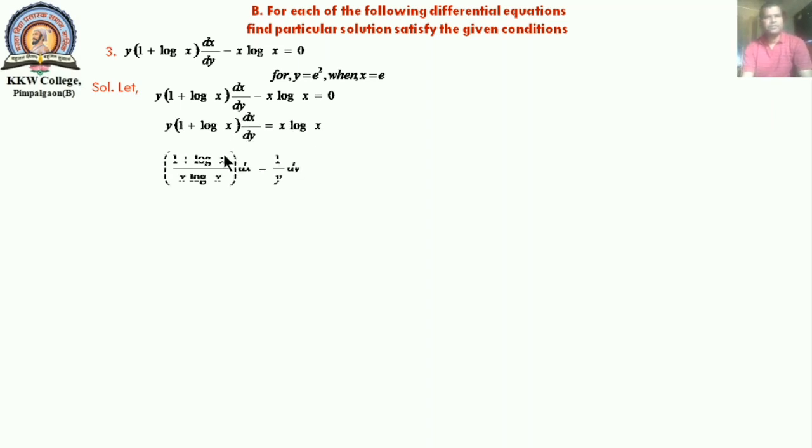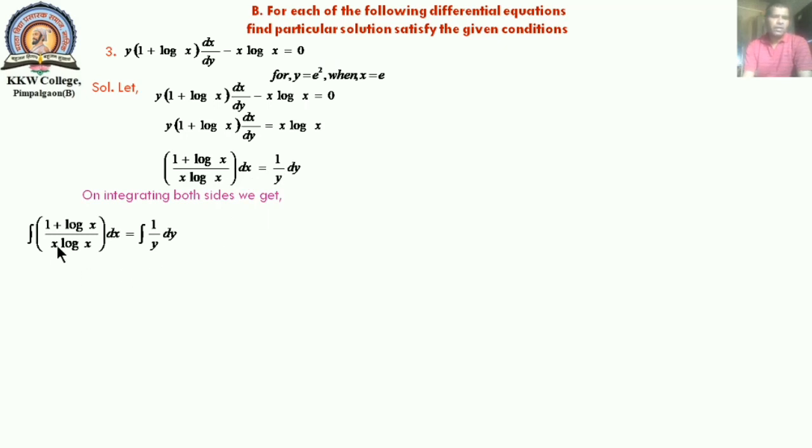On simplifying, you'll get (1 plus log x) upon x log x dx is equal to 1 by y dy. Variables get separated, the terms of x towards dx and y towards dy. On integrating both sides, we'll get integration of (1 plus log x) upon x log x dx is equal to integration of 1 by y dy.